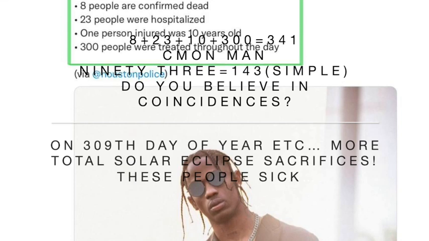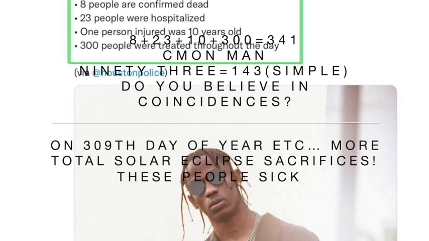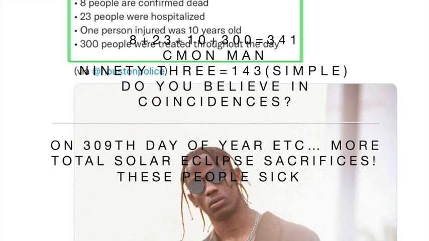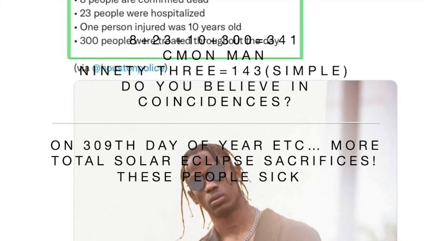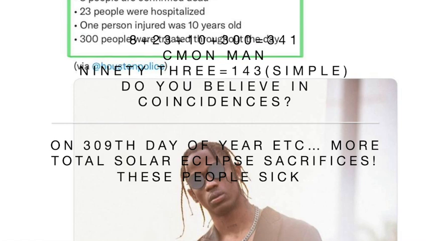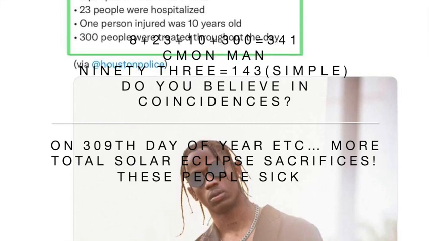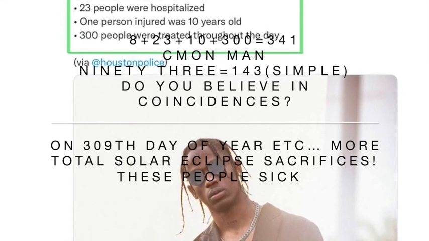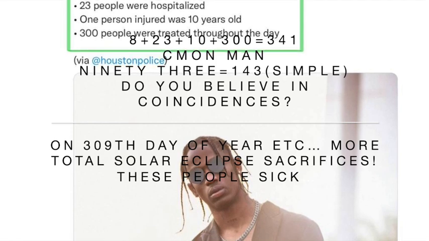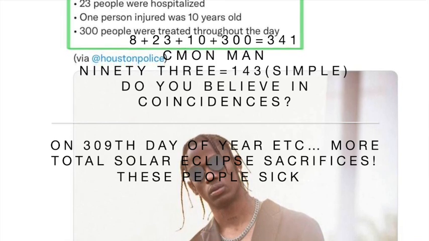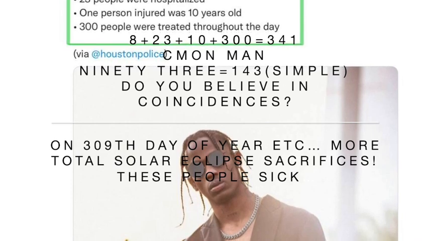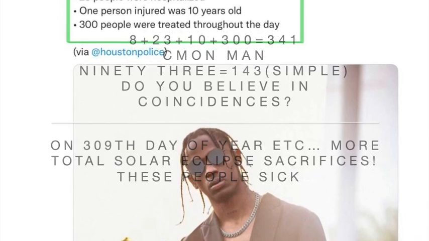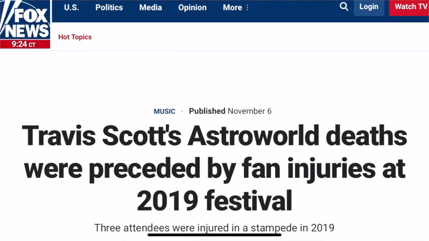And in the most simple cipher, A is 1, B is 2, C is 3, 93 spelled out equals 143. Okay, so all this went down on the 309th day of the year. It's just more total eclipse sacrifices. And I had put these people are sick, guys, but I think you know that already. So we're talking about something that could have been avoided.